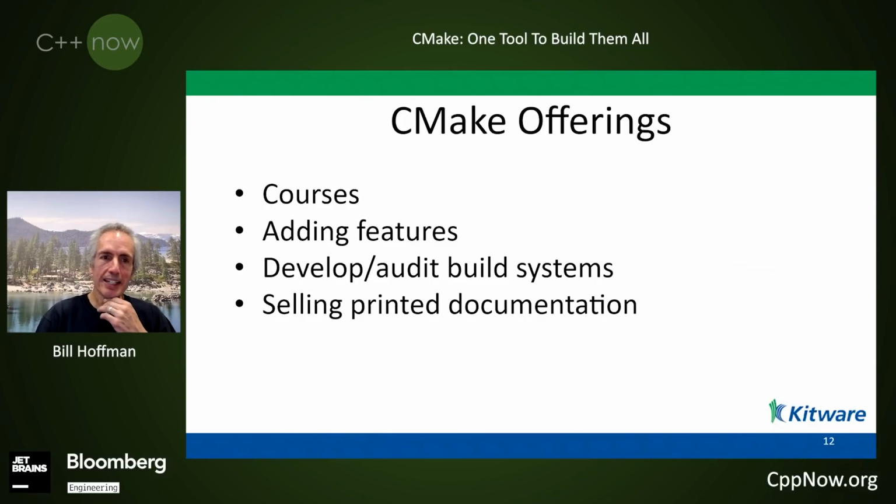What do we do for CMake? I mean, how do we make a little money off CMake? Obviously, CMake is, well, maybe not obviously, sort of interesting. Some people don't know Kitware does CMake at all, and they're surprised to hear it when they're our customers. And some people think of Kitware as only doing CMake. So what do we do around CMake? Well, we offer courses around CMake. We work with our customers to add new features to CMake. We develop and audit existing build systems for customers, and we sell printed documentation.